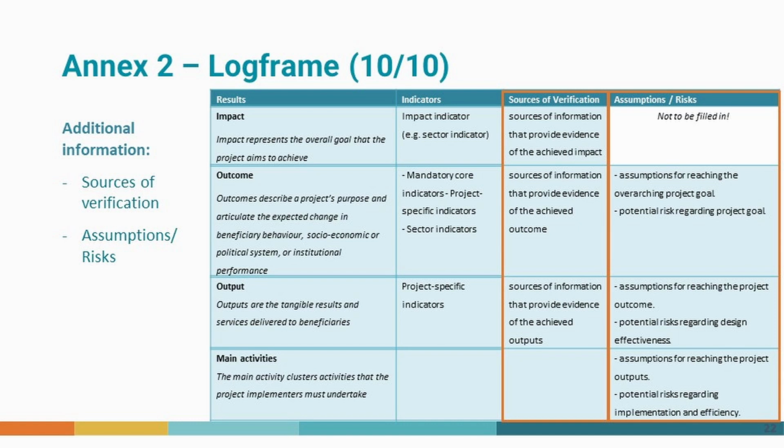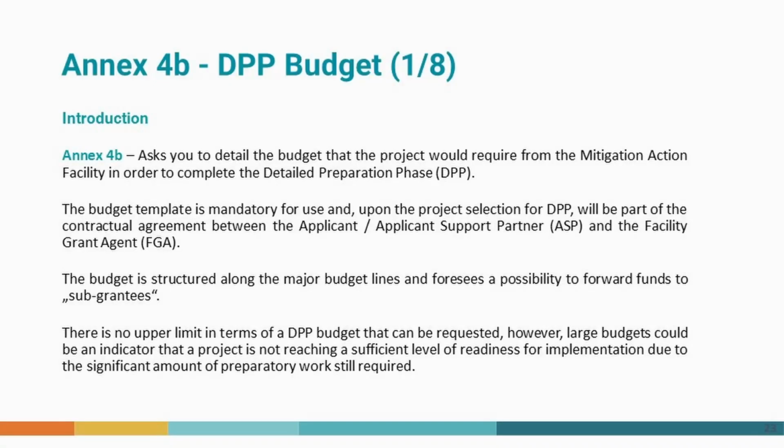The next annex that we will cover is Annex 4B, DPP Budget. The DPP Budget is an important annex since, if your project is selected for a detailed preparation phase or DPP, it will guide your expenditures. This annex will become part of the contractual agreement between you as an applicant and the grant agent of the Mitigation Action Facility, so-called FGA, a role played by the German Bilateral Development Agency, GIZ.